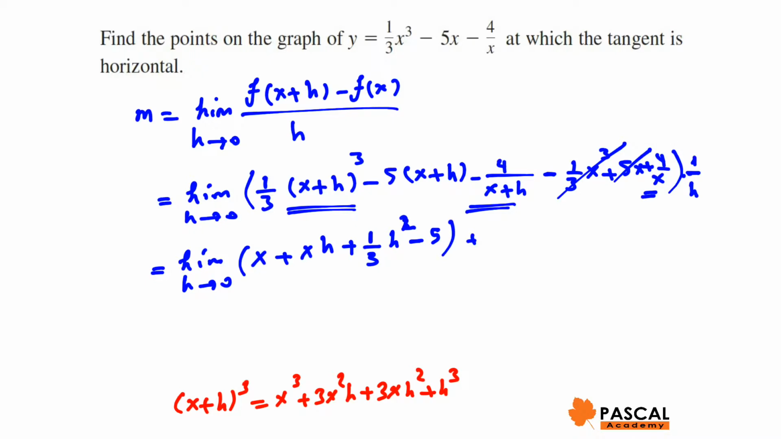Plus the limit of 4/x minus 4/(x+h). The common denominator is x times (x+h). Then negative 4x and 4x, when we take a common denominator, get cancelled. We have 4h in the numerator. 4h times 1/h gives us 4, over x(x+h).